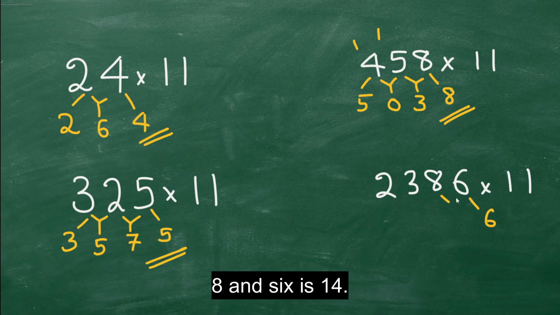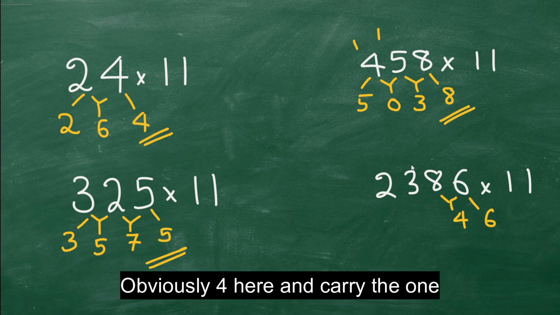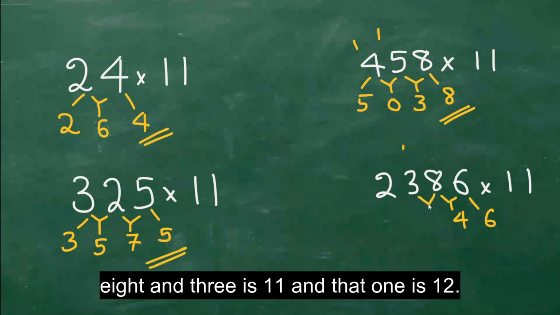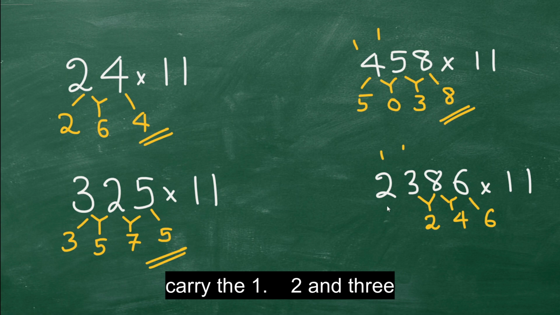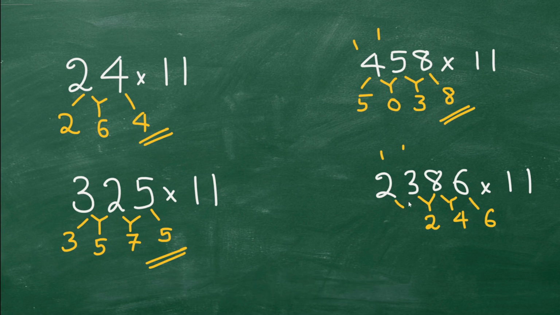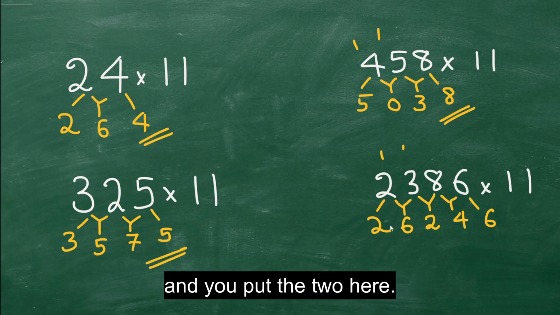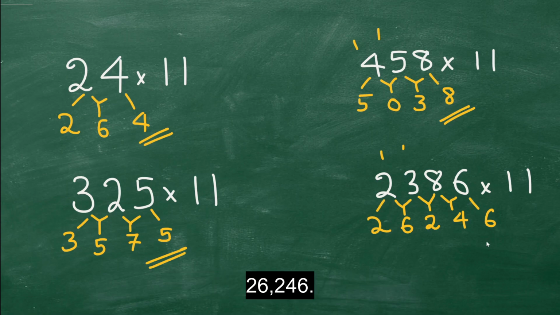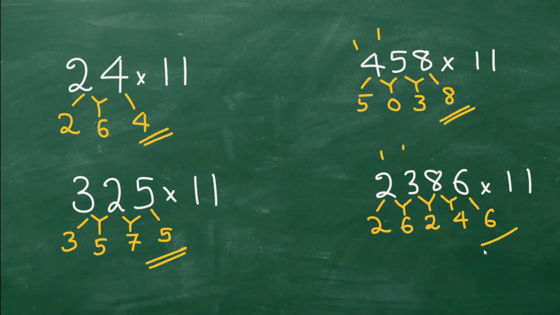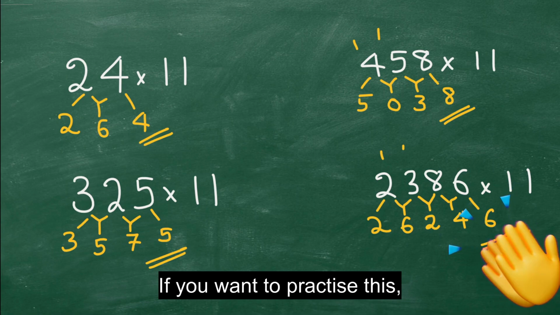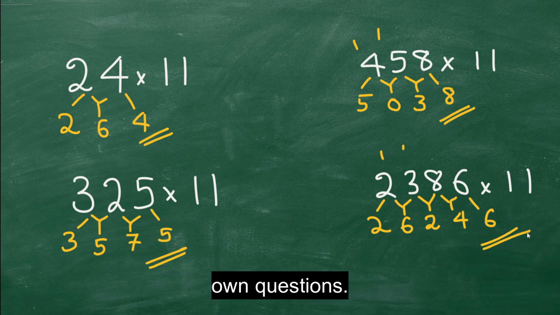Last one. 6 here. 8 add 6 is 14. Obviously 4 here and carry the 1. 8 add 3 is 11. Add that 1 is 12. You put 2. Carry the 1. 2 add 3 is 5. And that 1 would be 6. And you put the 2 here. The answer is 26,246. Very easy.